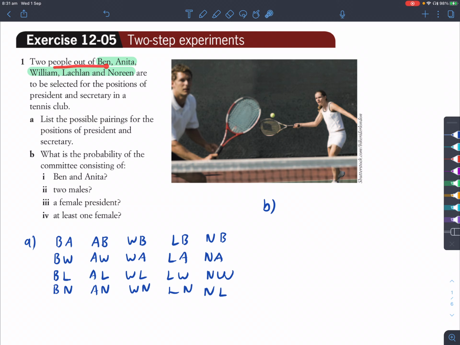Two people out of Ben, Anita, William, Lachlan, and Noreen are to be selected for the positions of the president and secretary in a tennis club. List the possible pairings for the positions of president and secretary.